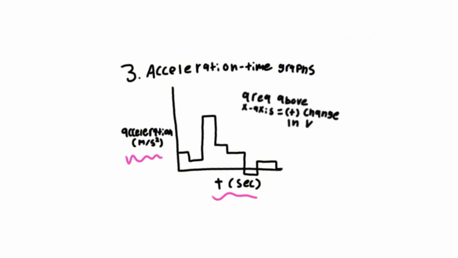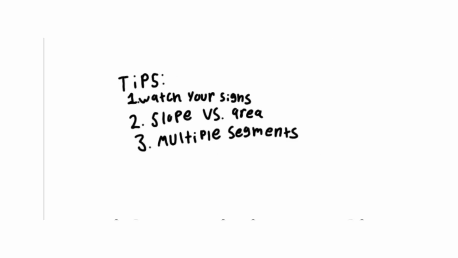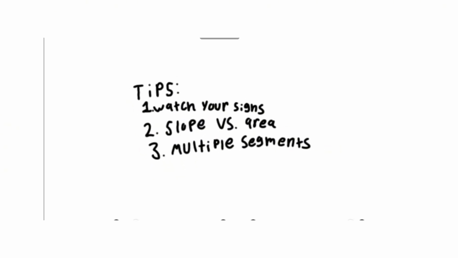Now, the same rules, as I stated before, still apply, the same sign rules, that is. So the area above the x-axis represents a positive change in velocity, and the areas below the x-axis, like that one there, represent a negative change in velocity. So some common traps or just general tips when you're looking at graphs are to watch your signs. Just because you're looking at it and you think velocity is negative, that doesn't mean that the object is slowing down. It could just be that it's moving in the negative direction and still speeding up.